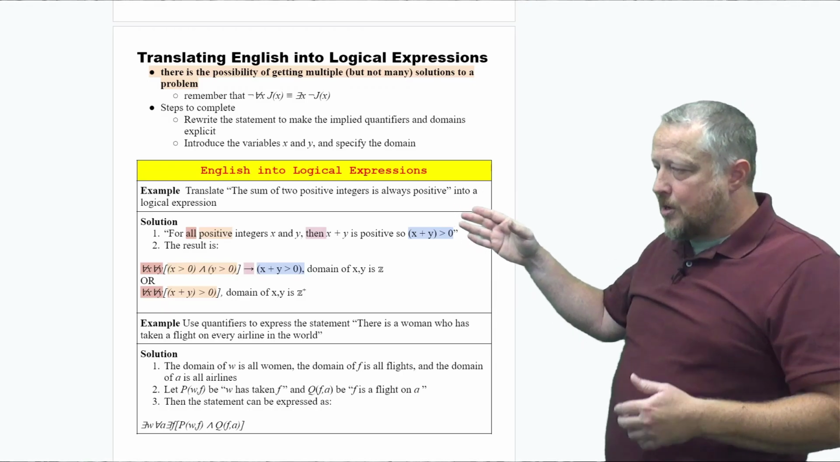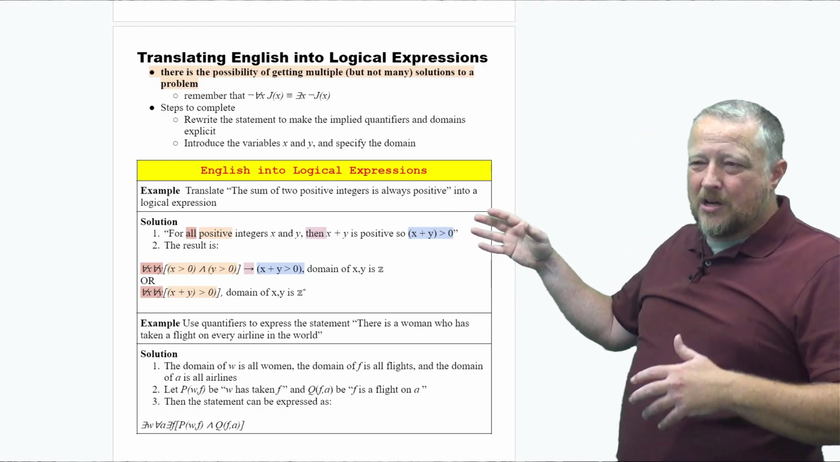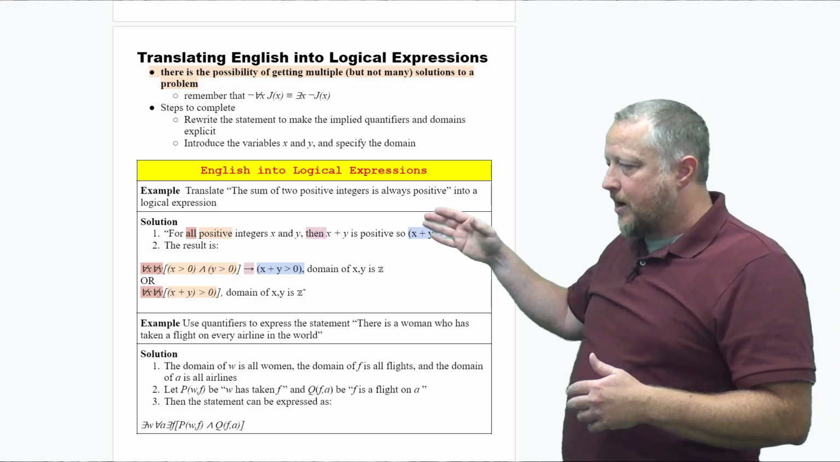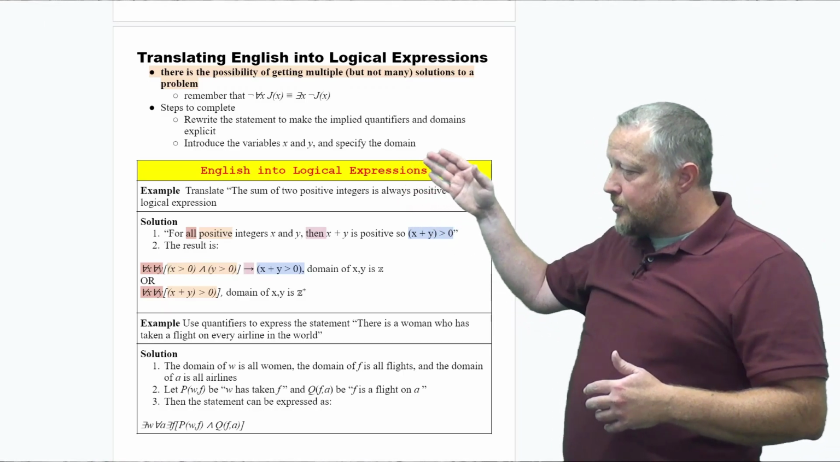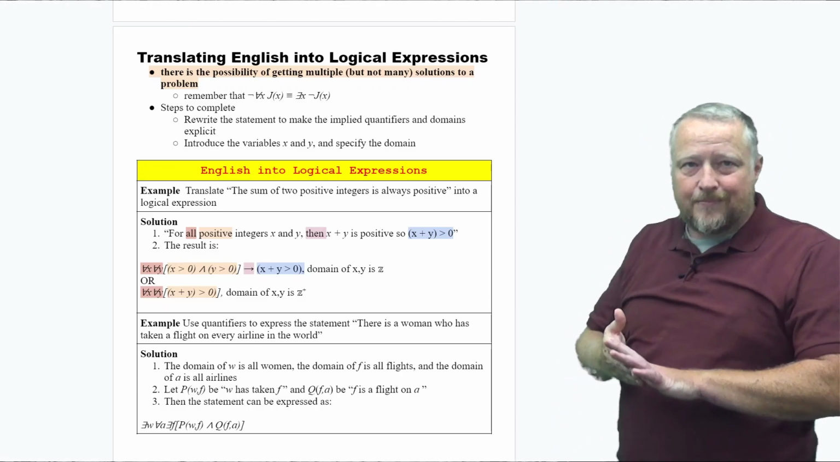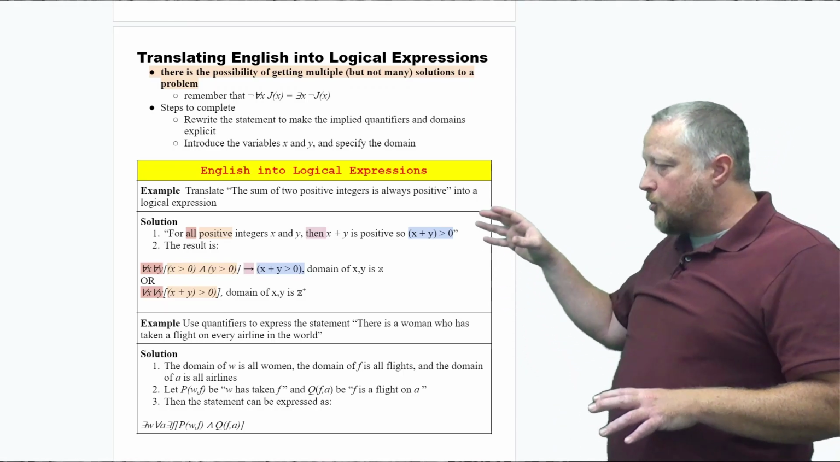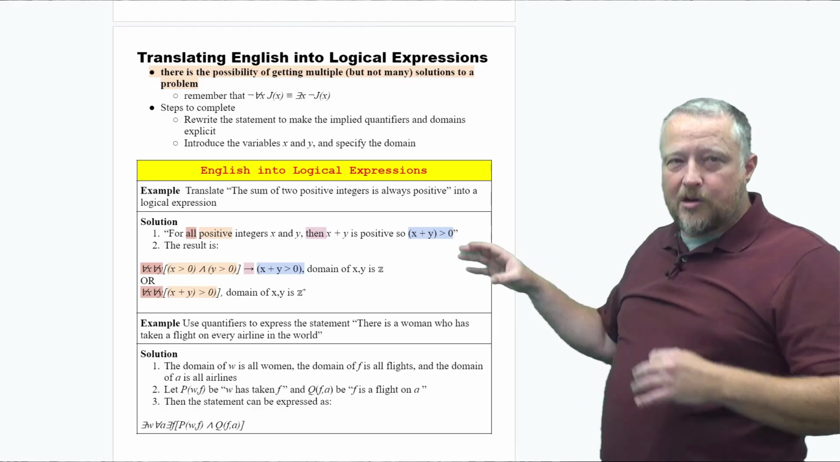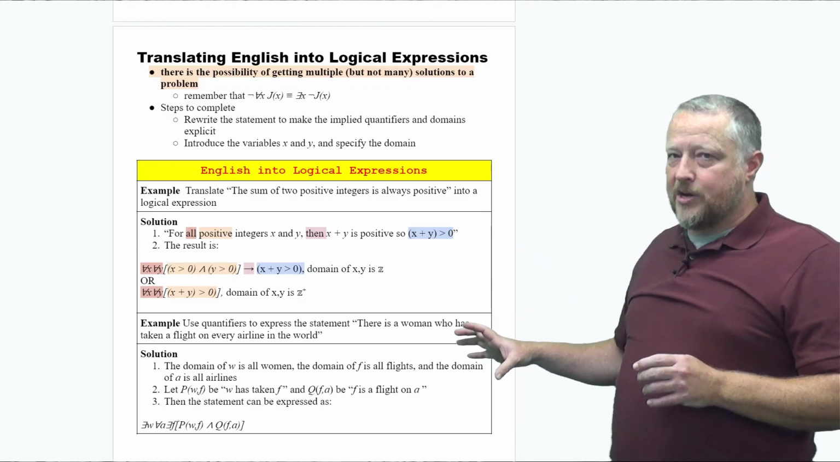So you have to make some assumptions here. I really wouldn't say assumptions, but you want to clarify some things, put it that way. Then your second step is to include the variables x and y, and again, specify the domain. So in our first example, which is not so hard, the second one is much more interesting.